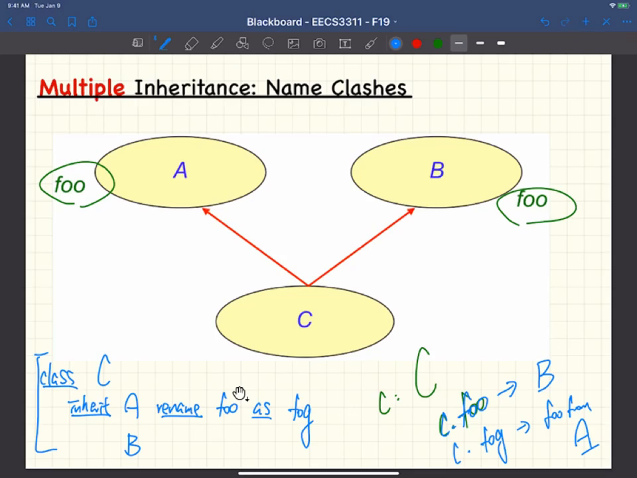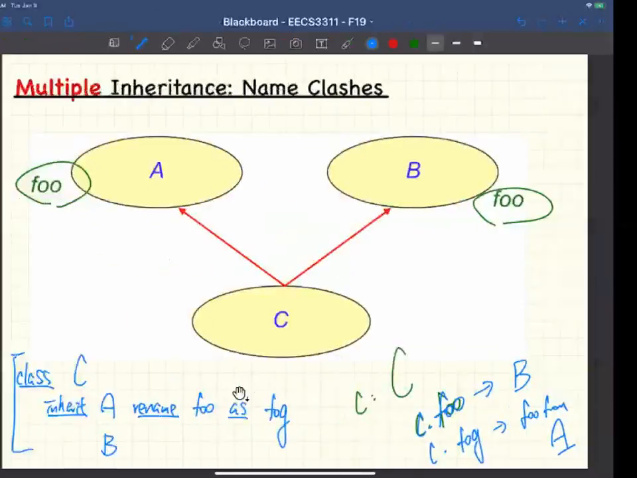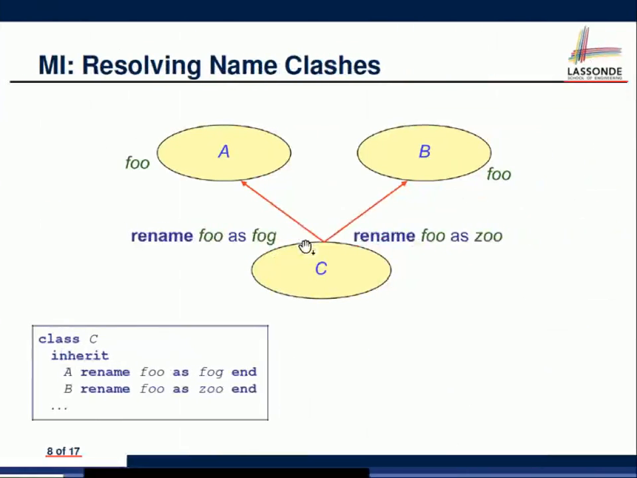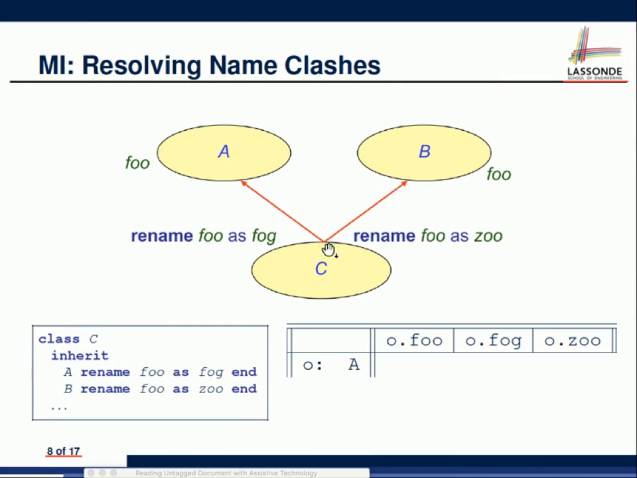A little bit of a test for you? Oh, sorry, wrong thing. Okay, let's see this table here. Assuming that we have this renaming here, let's say we declared O to be of type A. Can I say O dot foo? Yes, right? Okay. Can I say O dot fog? No, fog only exists in the subclass, right? Can I say O dot zoo? No, because zoo only exists in C.